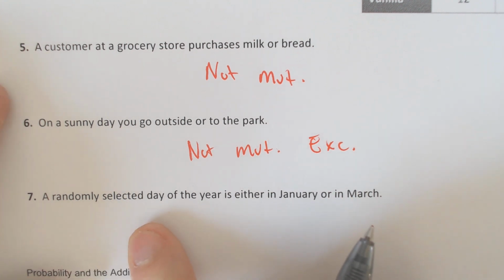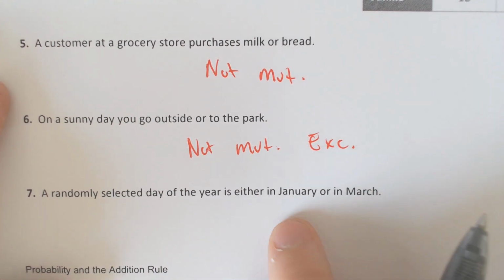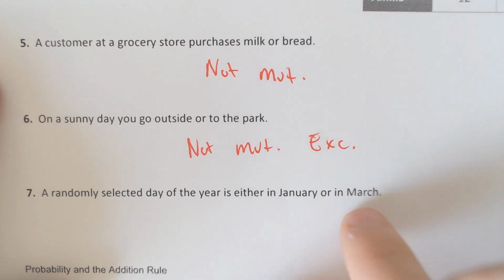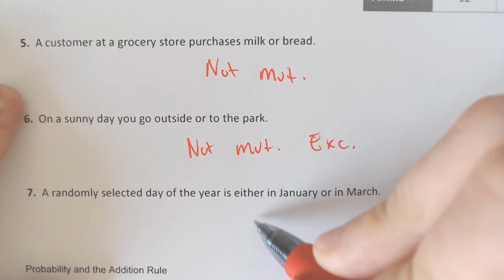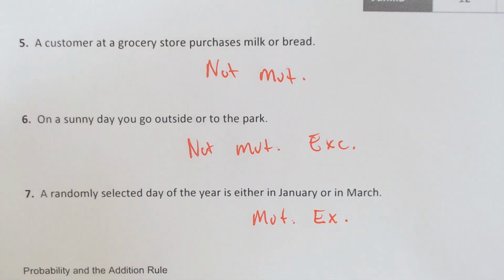A randomly selected day of the year is either in January or in March. Is it possible to be in January and in March at the same time? No. That means that these would be mutually exclusive. You cannot be in January and in March at the exact same time. All right.